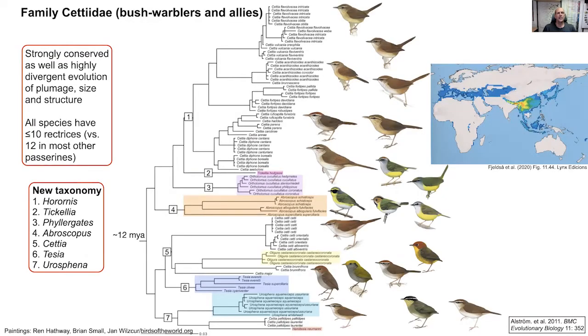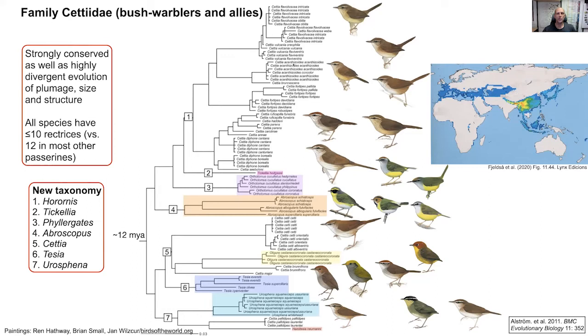The family Setidae, the bush warblers and allies, is a group that occurs in Asia, mostly, also in parts of Europe and North Africa. We'll look at that in more detail in a second. But this tree here revealed some really unexpected relationships.